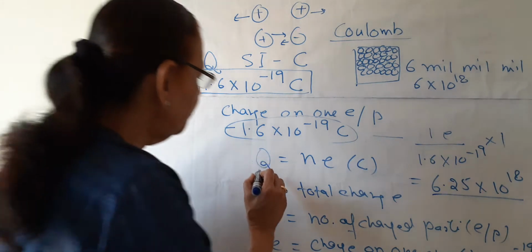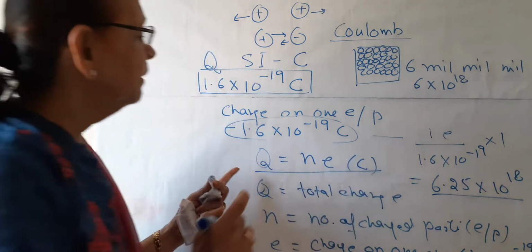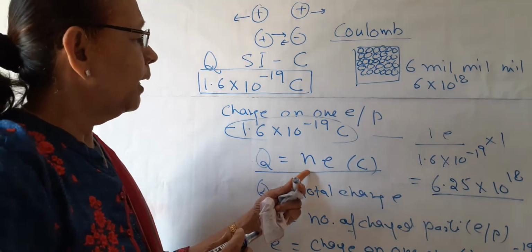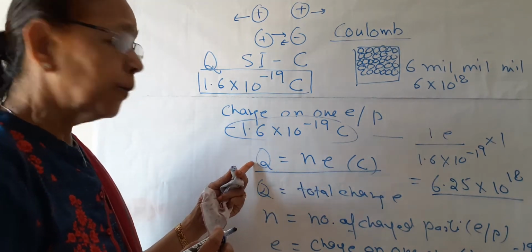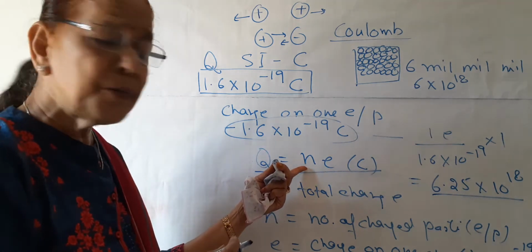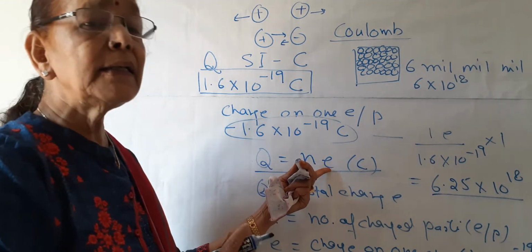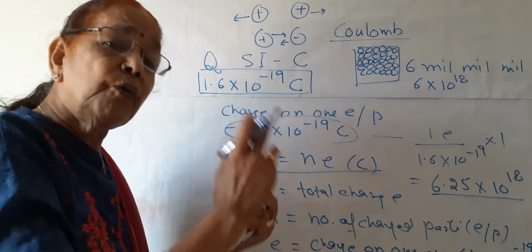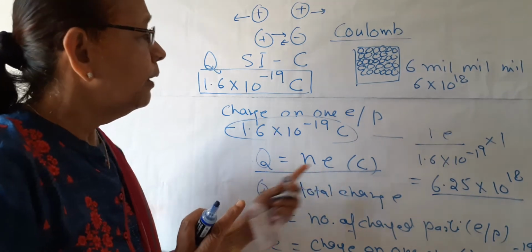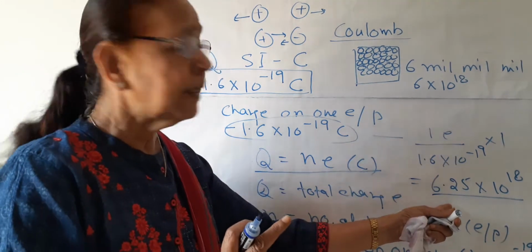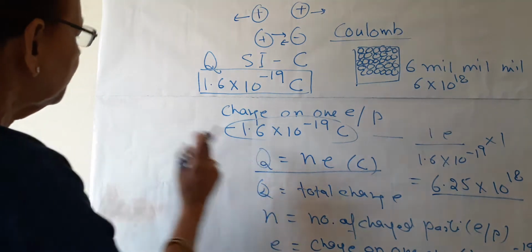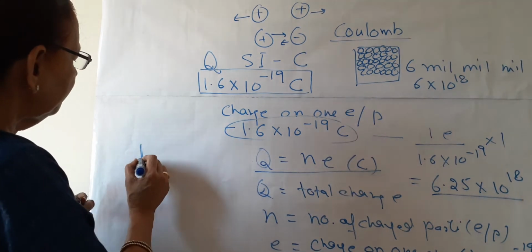So you have to memorize this formula also. This is the first formula in electricity. Q is equal to NE. Q is the total charge on the body. N is the number of charged particles, and E is the amount of charge present on 1 electron or proton. You can calculate the number of particles also by this formula. How? Suppose we want to calculate in 1 C.